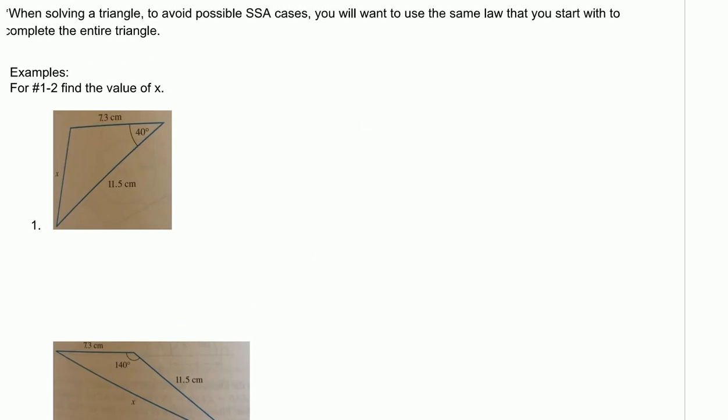In number 1 and number 2, it asks us to find the value of x. So this right here we can see is a side angle side case, so we're going to use the law of cosines. We're looking for this side and it's across from this angle. So we're going to have x squared equals the other two sides squared, minus 2 times each of those other two sides times the cosine of the angle that's across from the side we're looking for. So here that's 40.